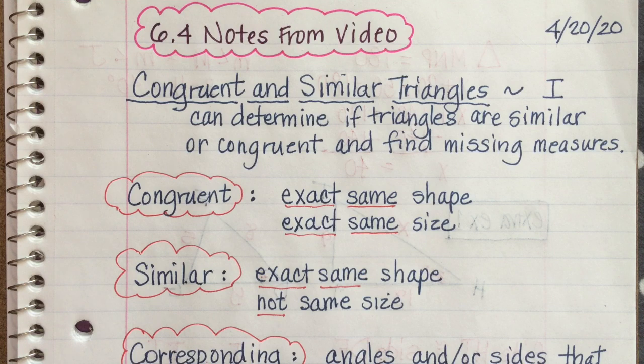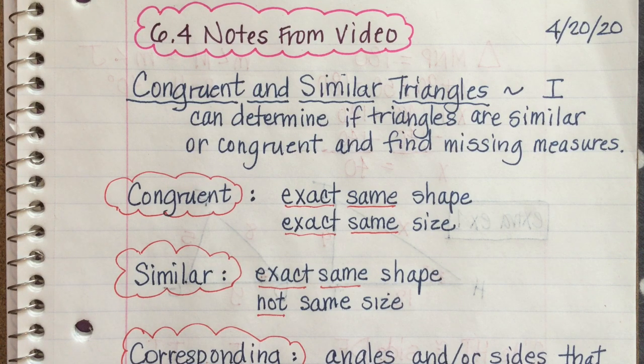So in the 6.4 video, they talked a lot about the difference between congruent and similar. Congruent means exactly the same. It would be like having two identical twins. They're the same size, they're the same shape, they look like they've just been put on a copy machine and made an exact copy of them.